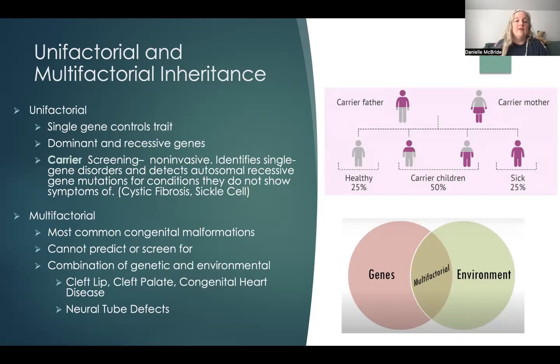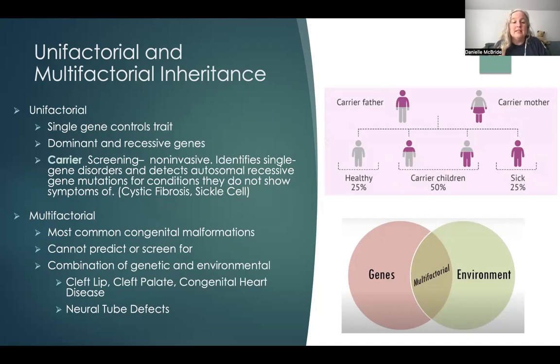For multifactorial inheritance, this is our most common. And unfortunately, this isn't something we can predict. This isn't something that we can screen for. So we have a genetic component, but we also have an environmental component. And so there's a lot of factors that play into it. And so for these kids, we oftentimes don't know.